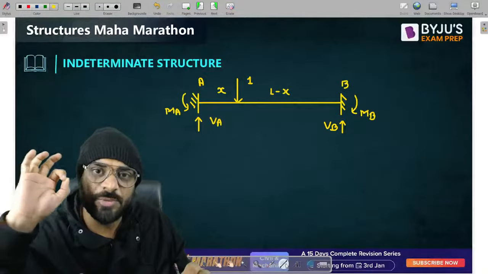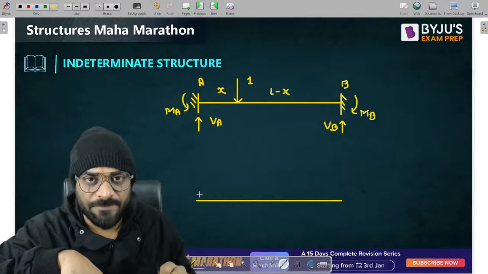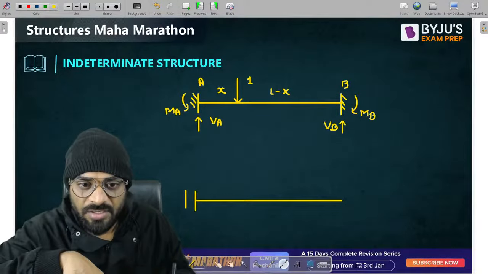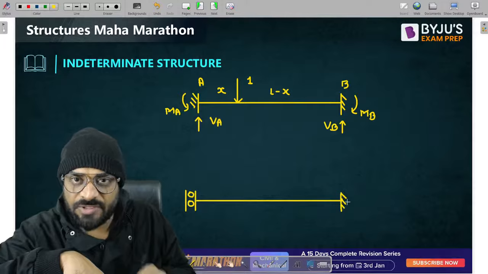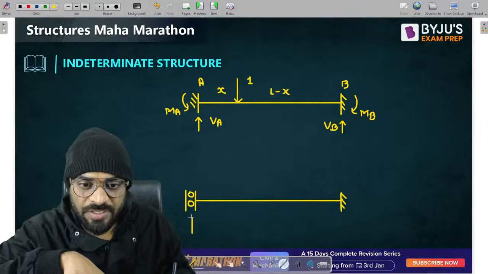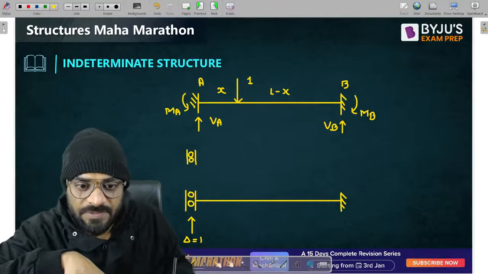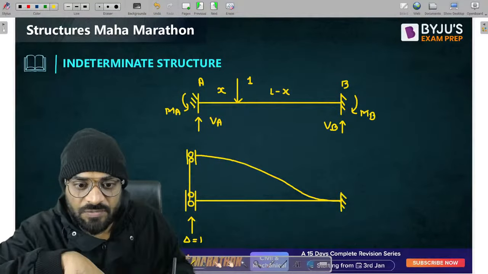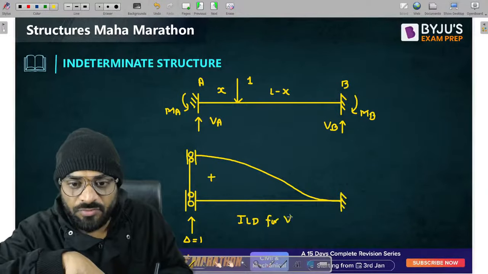So as per Mueller Breslau principle, if you want to draw the ILD for vertical reaction VA, kindly remove it. Then this particular support will be a vertical guided roller support and it will remain fixed. Now give unit displacement, that means delta is equal to 1. Then the deflected shape of the structure will be like this, and it will be curvy. So this is basically the ILD for VA.